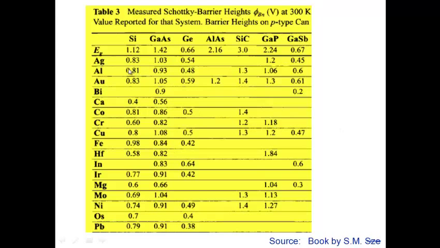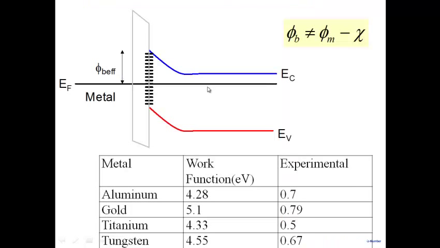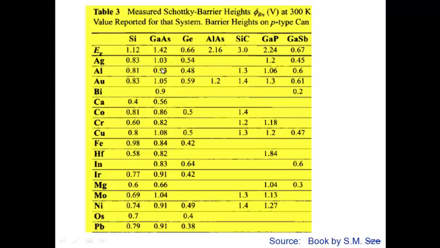Note also that if you know the barrier height between the metal and the conduction band, then you know the barrier height for holes also, because the sum of the barrier height for electrons plus the barrier height for holes is nothing but the energy gap. So all these are electron barrier heights, and you subtract them from the energy gap and therefore you get the barrier height for holes. Take another semiconductor, gallium arsenide.